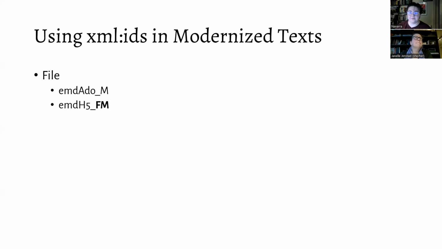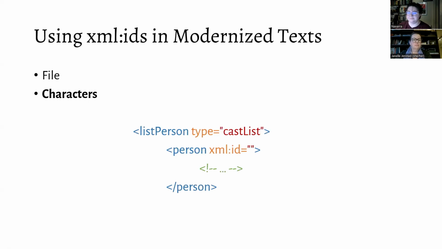Now, if you have multiple texts that you're modernizing, Henry V has a quarto text and a folio text, both are being modernized by the editor. You can add a little signifier to say this is the folio modernized text. So FM for folio, QM for quarto modern, and other similar things like that.